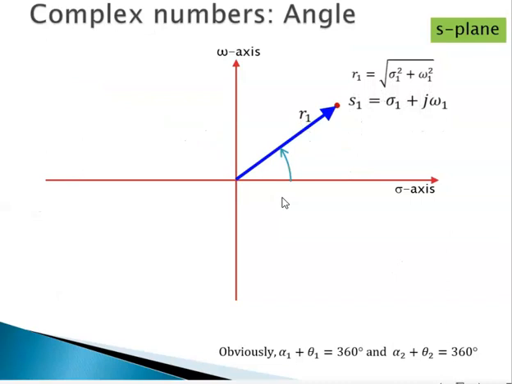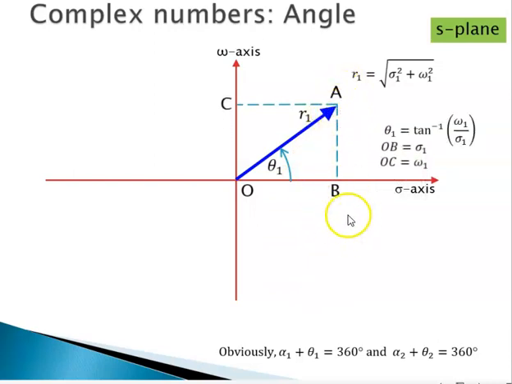That's what exactly we'll do here. If the point lies in the first quadrant, this is what we'll do. From the point, drop a perpendicular onto the real axis, and onto the imaginary axis. Let this OB, the coordinate, be sigma 1. Let this OC be omega 1. Then you say theta 1 is tan inverse omega 1 over sigma 1.